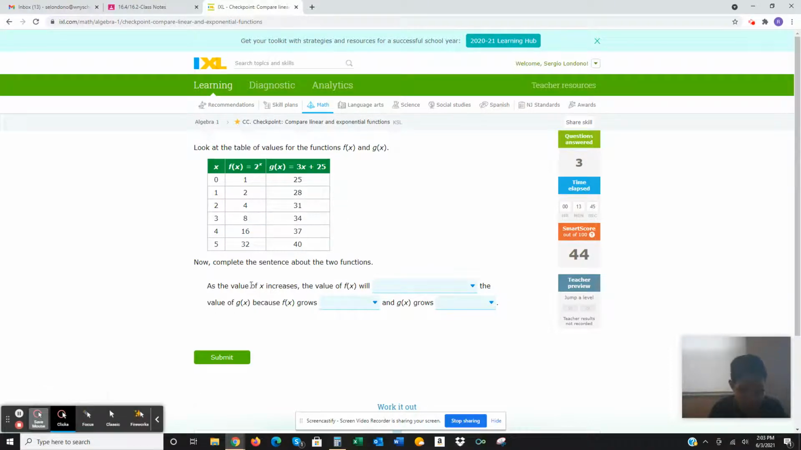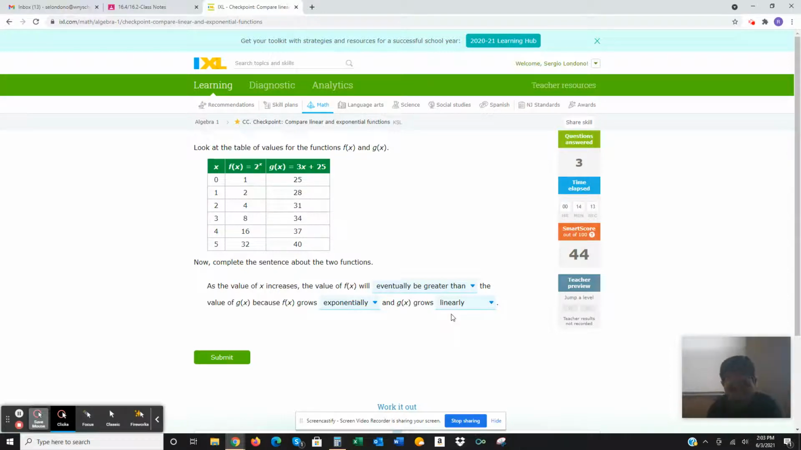All right, so as the value of x increases, the value of f of x will eventually be greater than the value of g of x, because f of x grows exponentially, and g of x grows linearly. Again, all of these problems just want you to know how to compare linear functions to exponential functions, okay?